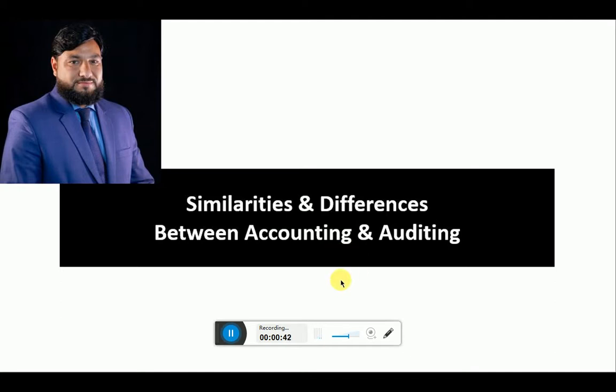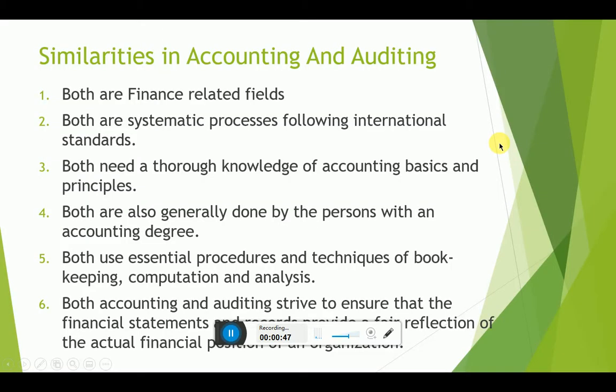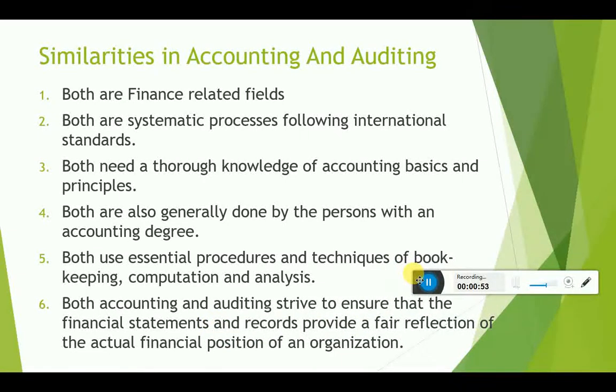So let's start with the first one, which is the similarities between accounting and auditing. So what are the similarities between accounting and auditing? There are 6 similarities between accounting and auditing. Number one similarity is that both accounting and auditing are related to the finance field. Accounting is one of the finance fields, and auditing is also related to the finance fields. We can call both of them finance field, right? Within the finance field there is accounting and then there is auditing. So overall both of them are related to the finance field.